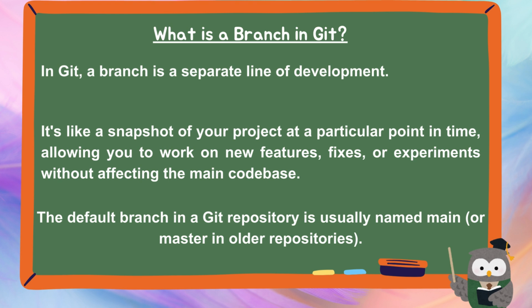But when you want to work on something new, like a feature or a bug fix, you create a new branch. This branch is a copy of the main branch at the moment you created it. But you can modify it without affecting the main branch.